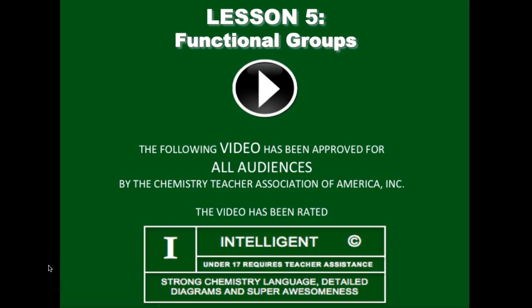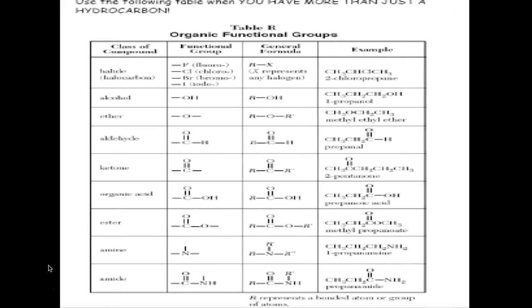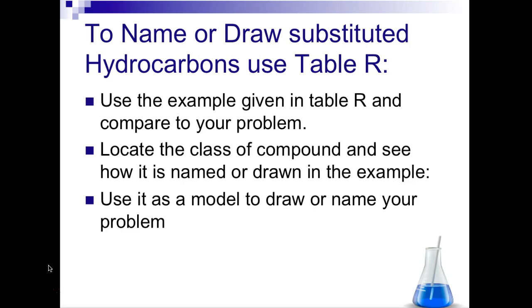All right, guys, let's look at lesson 5, which is functional groups. They're all on Table R in your reference packet. So you're going to use the following table when you have more than just a hydrocarbon. If you have other things added on to your carbon chain, you're going to use this table to figure out what it is. So to name or draw substituted hydrocarbons, you're going to use Table R.